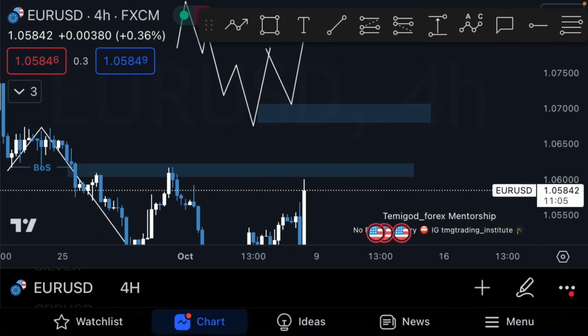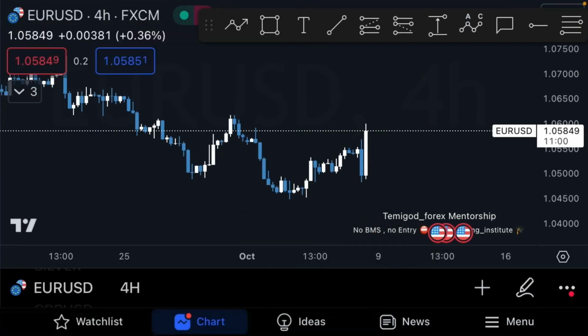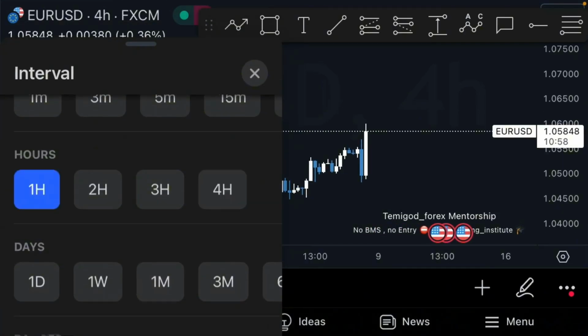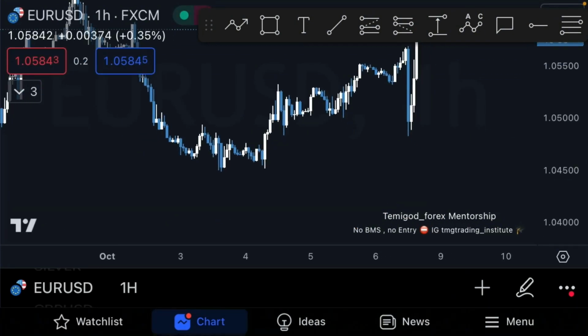Okay, now let's take some examples on the chart and see what it actually looks like. Now we swing over to the 1 hour time frame. So let's look for a demand zone. That's where I found my recent demand zone.